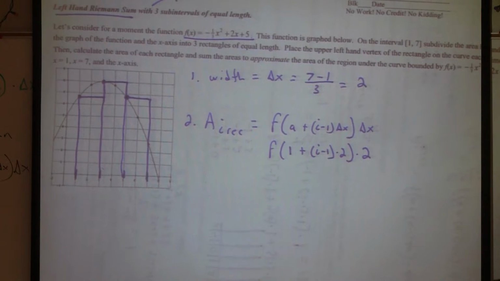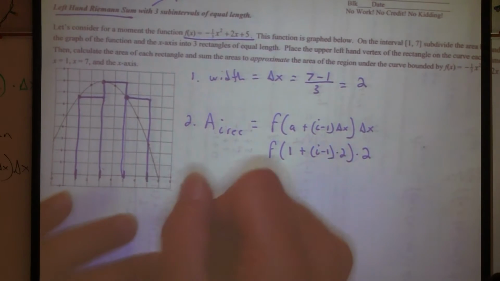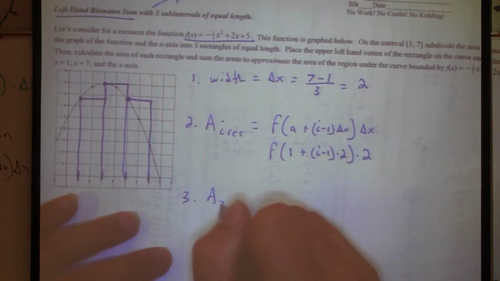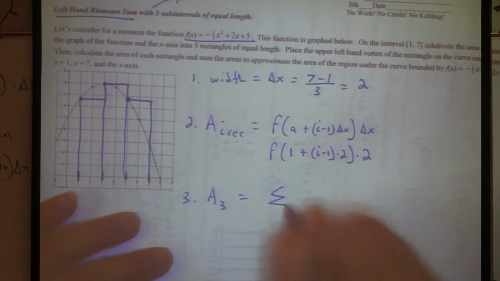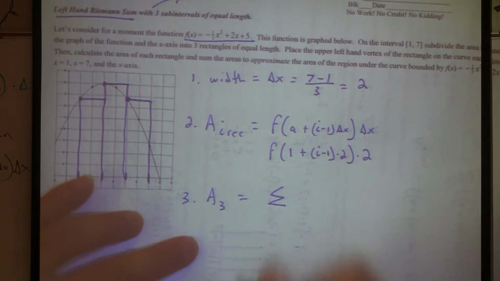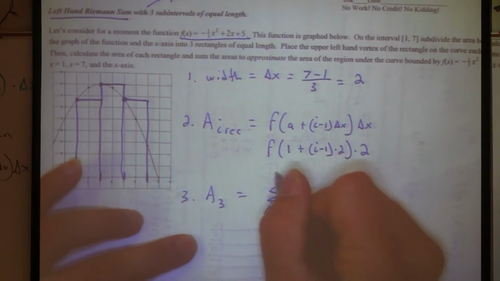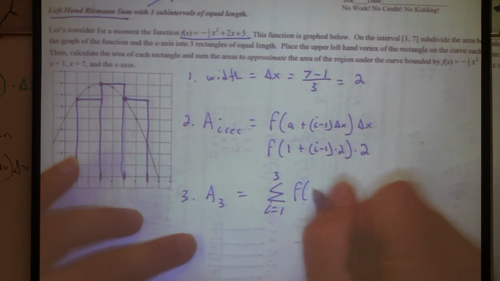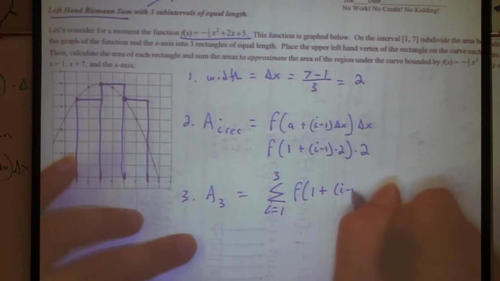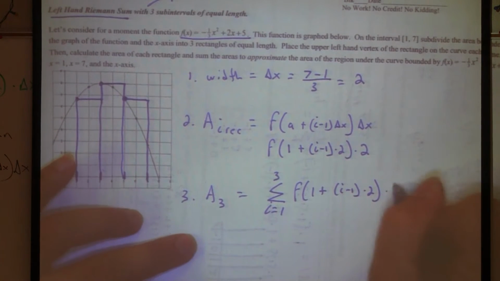Now I want all three of them. What would that formula be? The same thing, all we need to do is add the sigma in front of it, right? So i equals 1 to 3 of f of 1 plus (i minus 1) times 2, times 2.